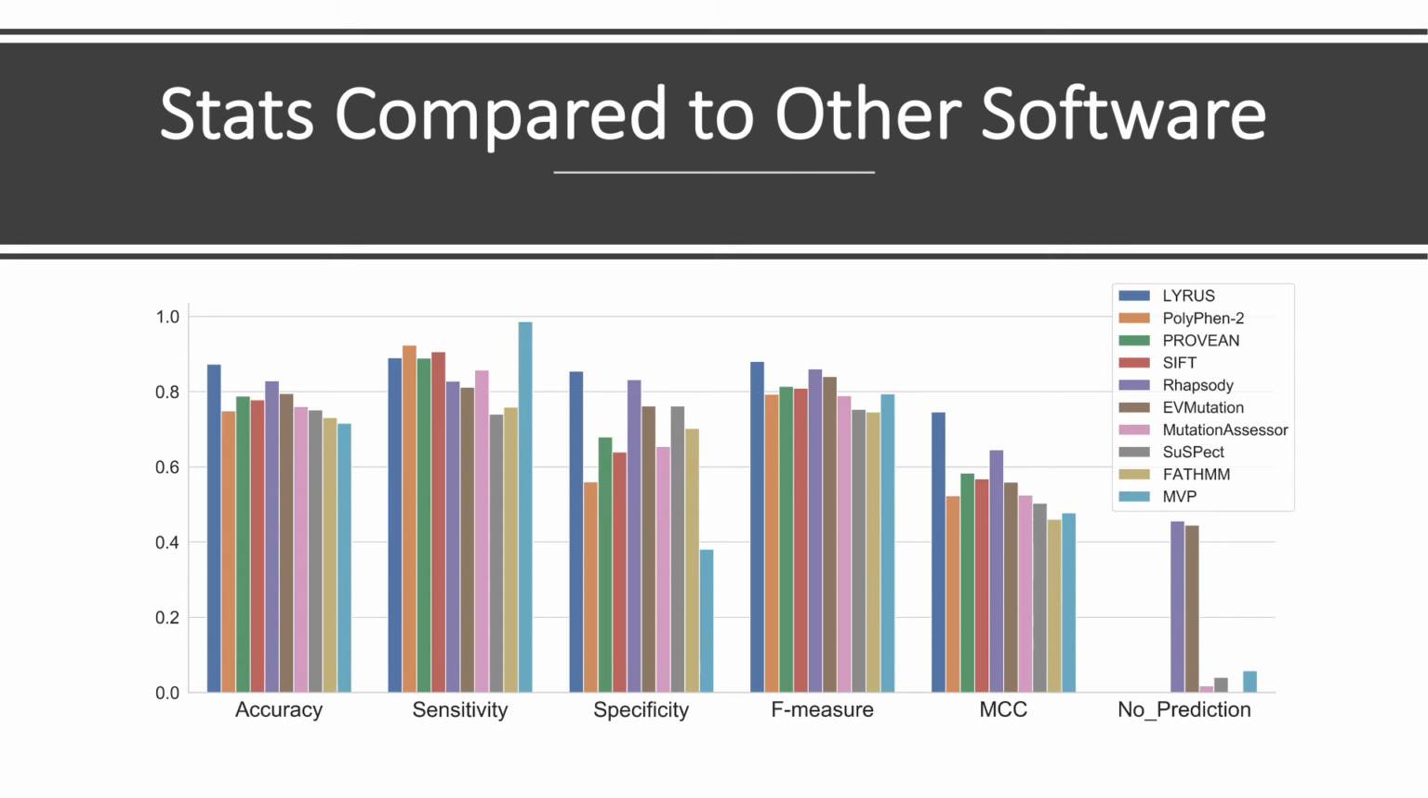We calculated the accuracy, sensitivity, specificity, F1 measure, and MCC for LYRUS as well as 9 other predicting methods. Our model achieved the highest accuracy, specificity, F1 measure, and MCC. The sensitivity of LYRUS was slightly lower than that of MVP, Polyphen2, and SIFT.